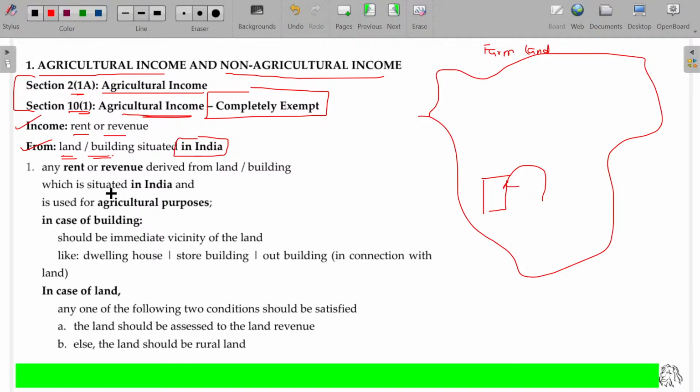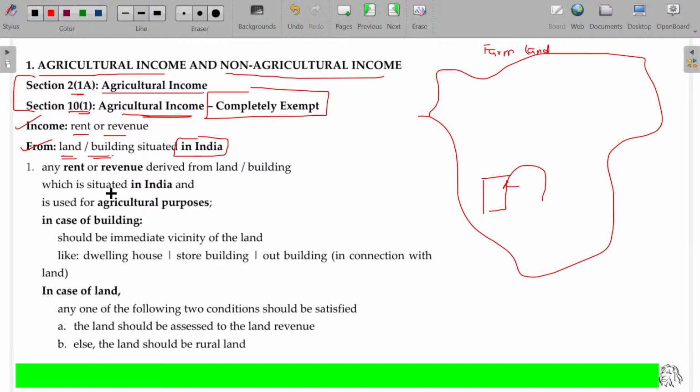Is that clear? So either you can do the agriculture farming business yourself, or you can let it out to a third party to do the farming business. Acceptable. But if you are letting that farmland for any other commercial purpose, like cinema shooting, you may see some shooting happen in the farmland. For the rental purpose, given for cinema shooting and all, any rent you receive will be called business income, not agricultural income.